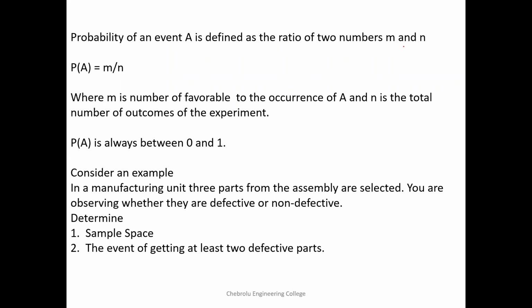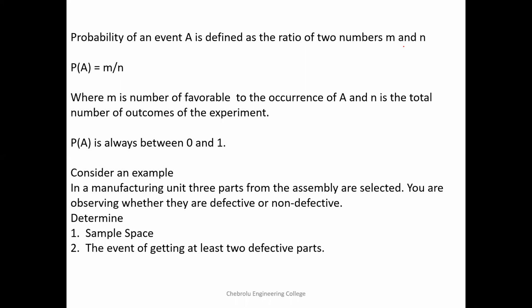Probability of an event A is defined as the ratio of two numbers m and n. P of A is equal to m by n, where m is the number of favorable occurrences of A, and n is the total number of occurrences of outcomes of the experiment. Suppose you throw the coin 6 times, and in that case head has come 2 times and tail has come 4 times.